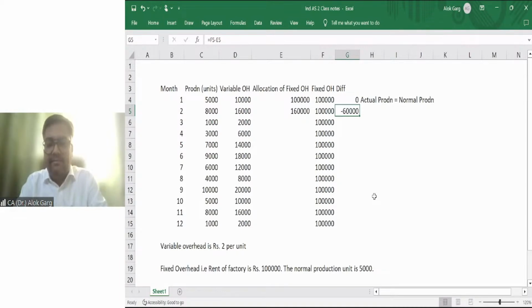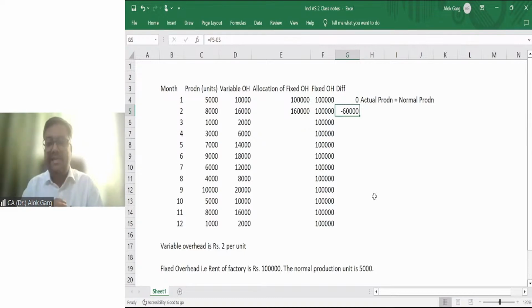You can't do that, because your fixed cost is only 1 lakh rupees. But you have a larger number of output, you have efficiency in production. Normally you predicted that 5,000 units would be produced, but the units produced are 8,000, which is beyond normal production. So in case your actual production is greater than normal production, you have to restrict your allocation to the extent of fixed overhead only.